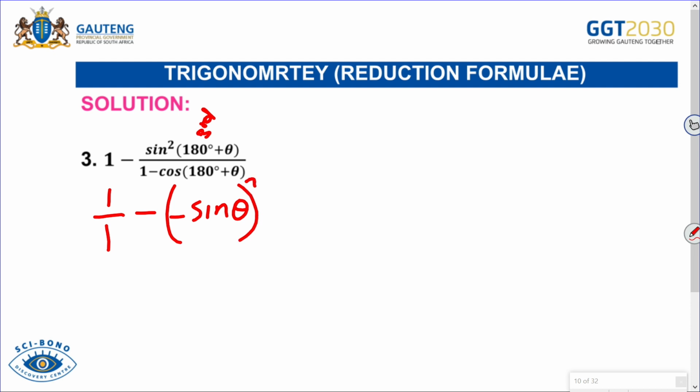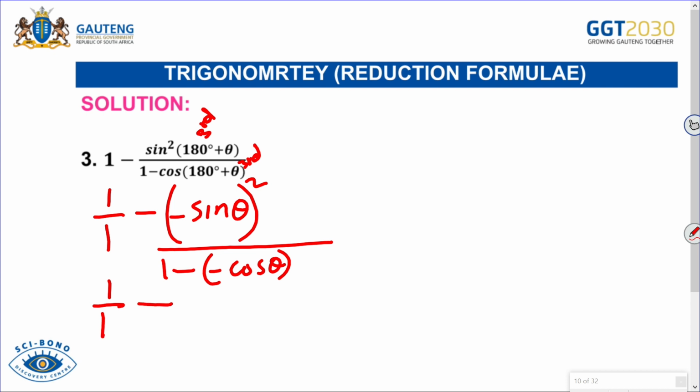You still have the squared, so you put the squared outside, right? And then it's all over 1 minus the 180 plus theta. We said it's in the third quadrant. So cos in the third quadrant is going to be negative. So you'll still get negative cos theta. Okay, and then from there, let's simplify. So you have 1 all over 1 minus all of this. Remember the negative, if it's squared with an even number, then you'll get positive sine squared theta all over 1 plus, because negative times negative gives you positive, 1 plus cos theta, right?